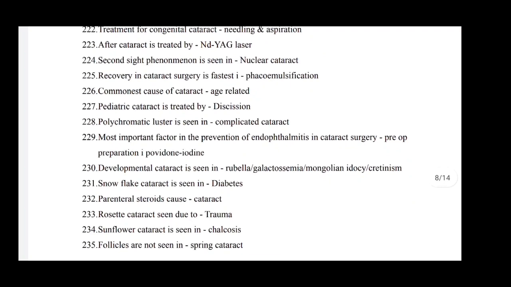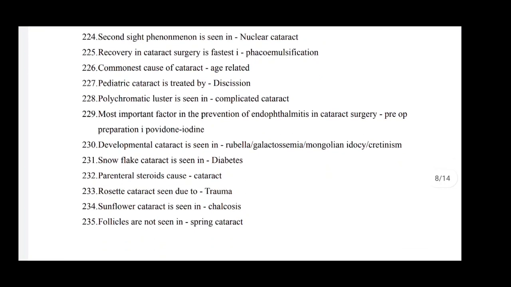Second sight phenomenon is seen in nuclear cataract. Recovery in cataract surgery is fastest with phacoemulsification. Commonest cause of cataract is age-related. Pediatric cataract is treated by discission. Polychromatic luster is seen in complicated cataract. Most important factor in the prevention of endophthalmitis in cataract surgery is pre-operative povidone iodine.